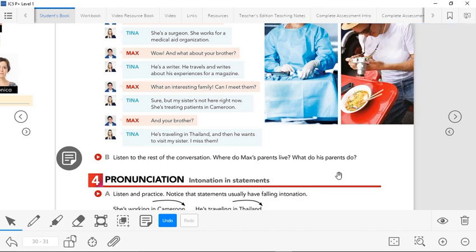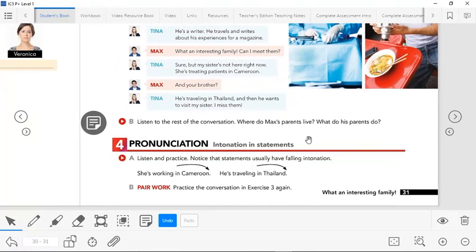Very good. Now let's go to the pronunciation part, and it's the correct intonation in statements. You need to listen and notice that statements usually have falling intonation. Every time you state something, you say a sentence, it usually has a falling intonation. It goes up, down, okay? Let's pay attention to that.